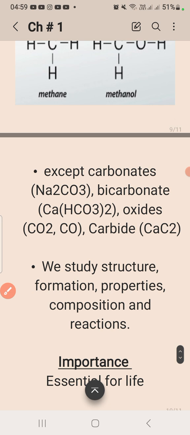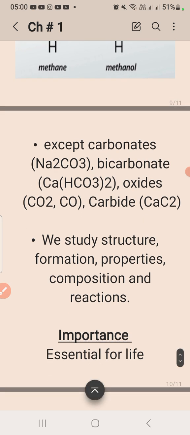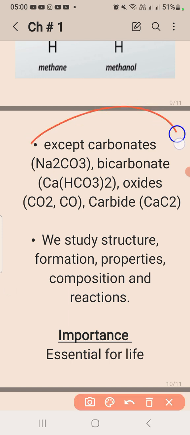Which compounds do we not study in organic chemistry? They are carbonates, bicarbonates, oxides and carbides. Why do we not study these compounds in organic chemistry? Because the properties of these compounds are entirely different from the properties of organic compounds. That is why these compounds are categorized as inorganic compounds, so we study them in inorganic chemistry.